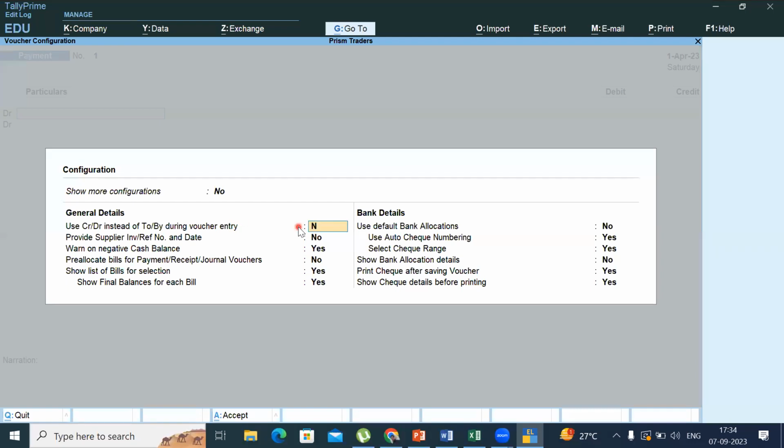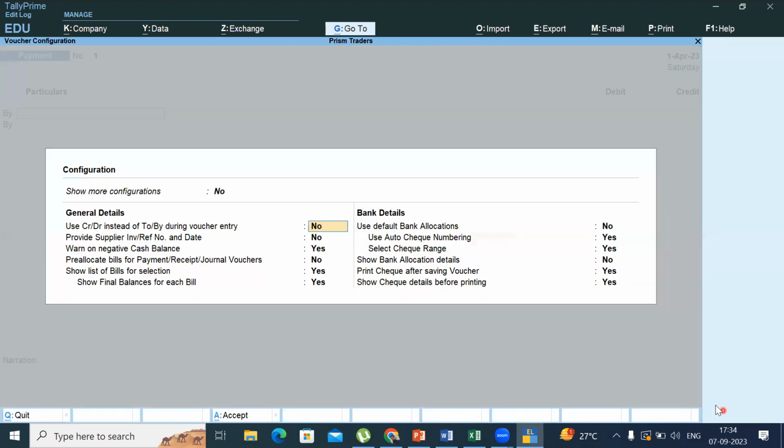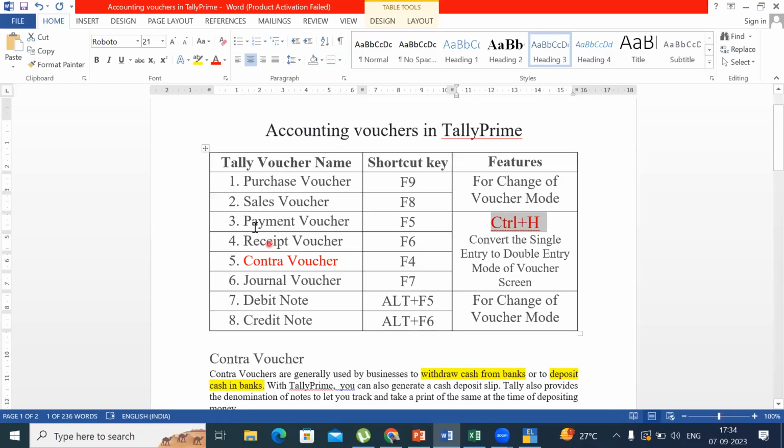Suppose you press No, now you can check the variation. What will be there here? The transaction has only To and By. So if you face this kind of screen anytime, just press F12 once and click on the general details: use CR/DR instead of To/By during entry is Yes, then press enter to save the screen. Once we save the screen, you will get all the details.